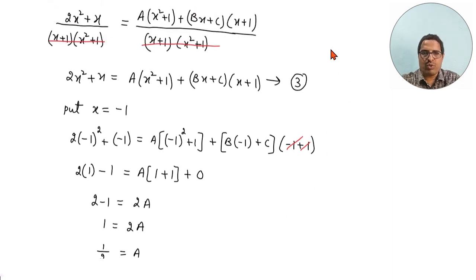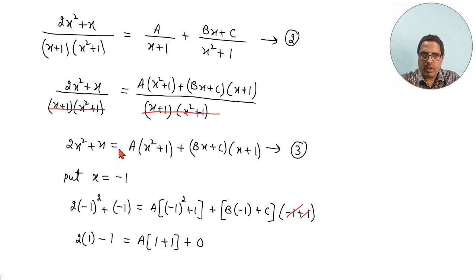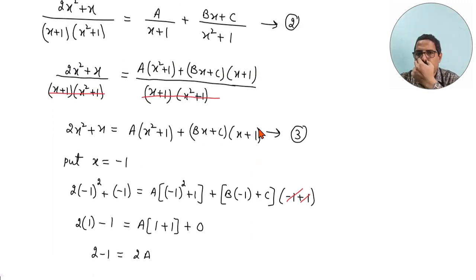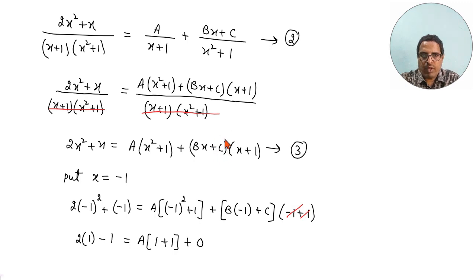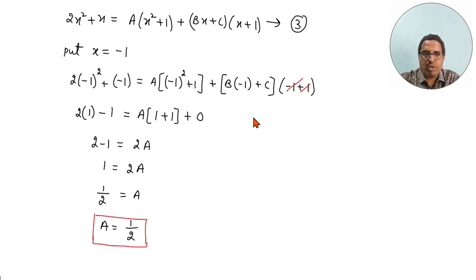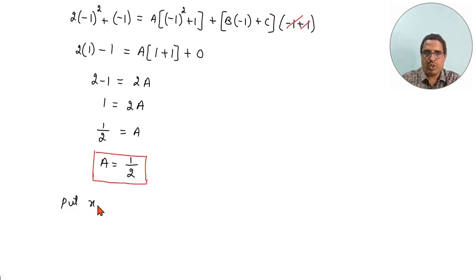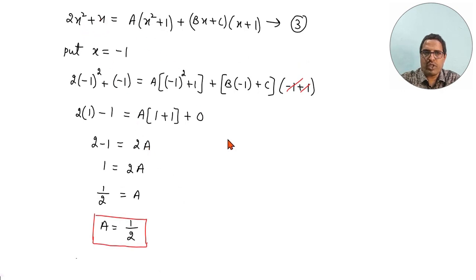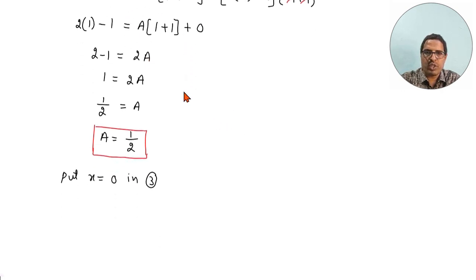Now we need to find out further the values of b and c from this equation 3. In equation number 3, we will just put the value of x to be 0. If you put x as 0, then we can find out the value of c. So let us see what happens if you put x equals 0 in equation number 3.